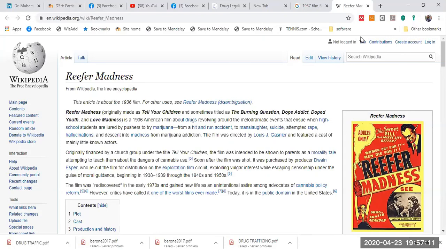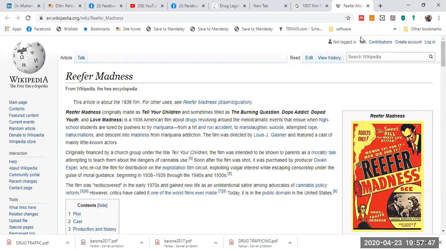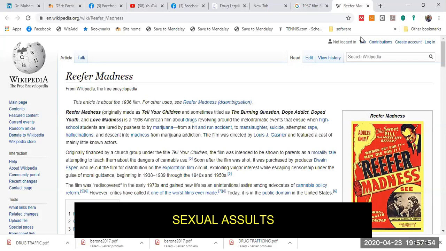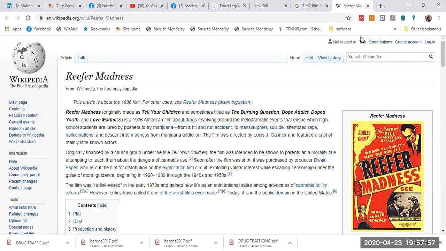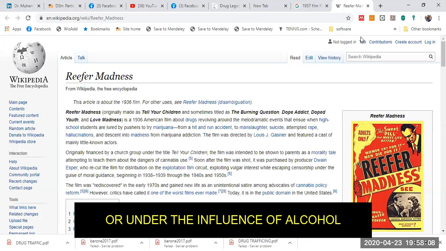It is very important. When you read the textbook, they mention that in a study in the US, they found that the homicide level every year is around 5% only because of drug issues. Many studies also indicate that alcohol is clearly linked to violent crime and is responsible for sexual assaults. The statistics also show that at the time of the offense, many offenders were drinking alcohol or under the influence of alcohol.